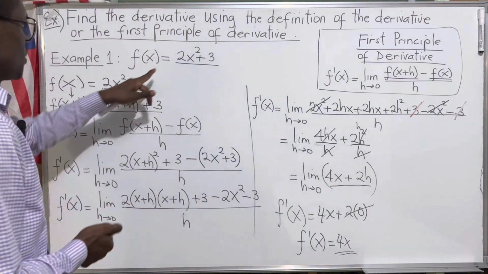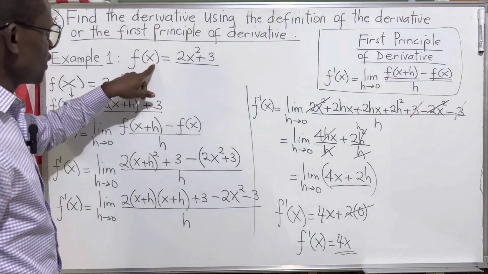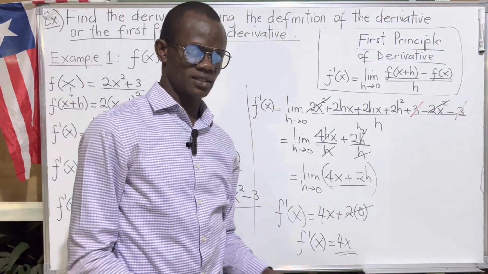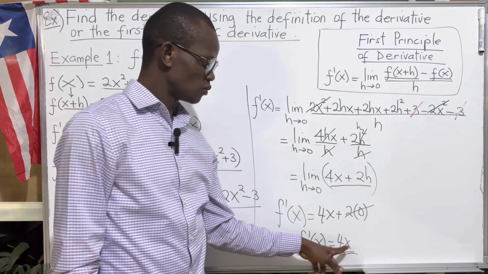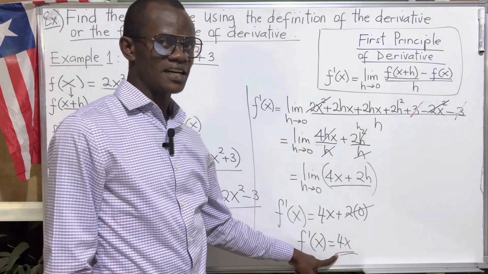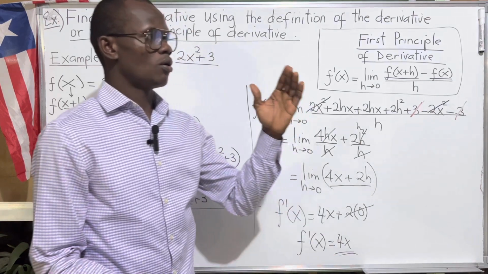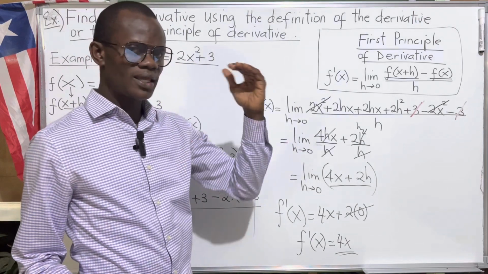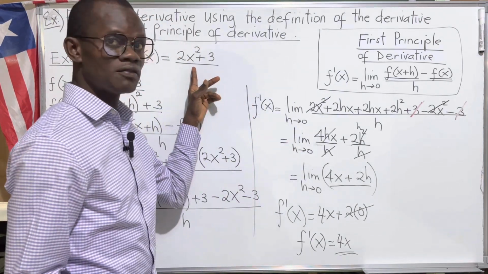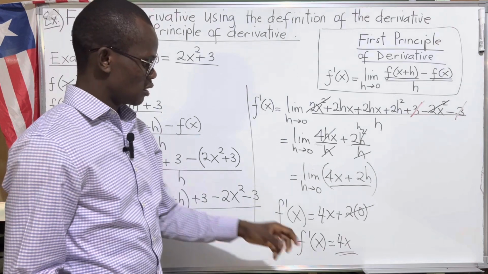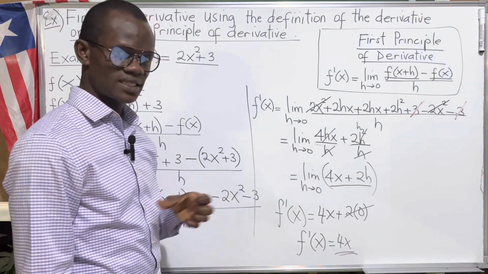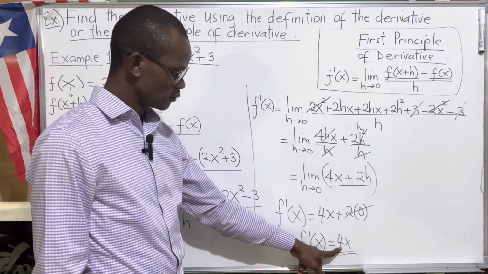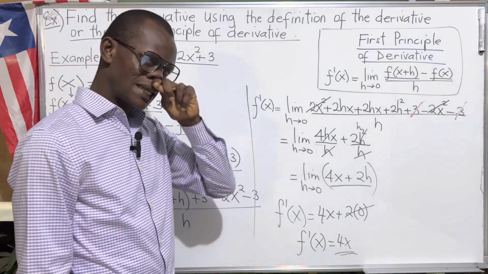So the derivative of this function, f of x equals 2x squared plus 3, is just equal to 4x. So this is what we call the slope of the tangent line. On that particular curve, if you select any point on that curve, you put that point within this, right? It's going to give you the slope at that particular area.